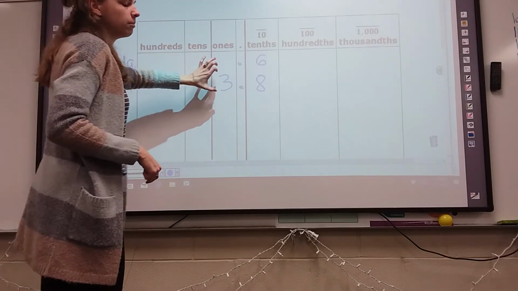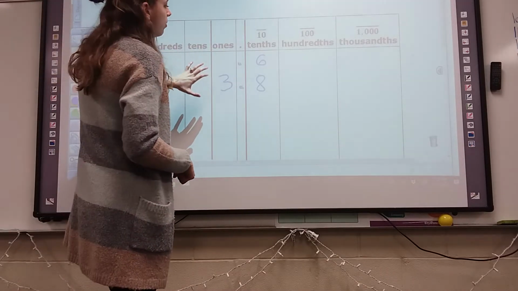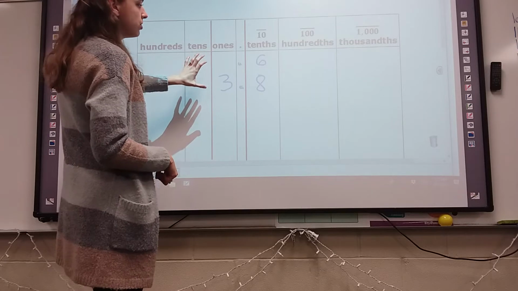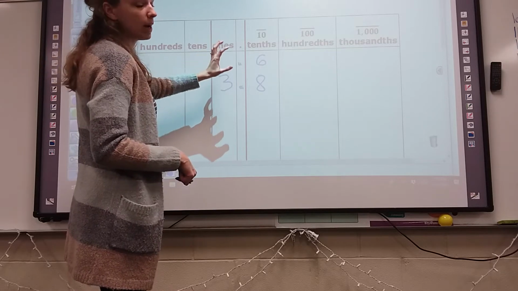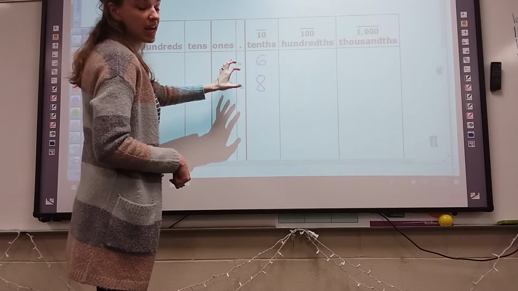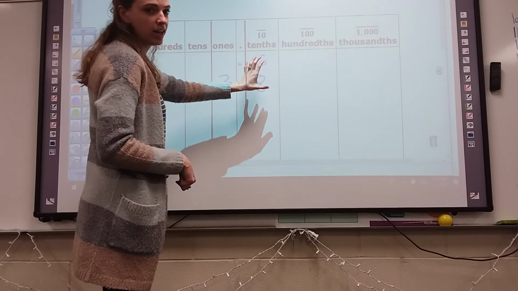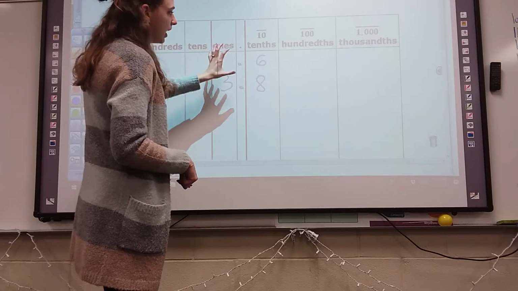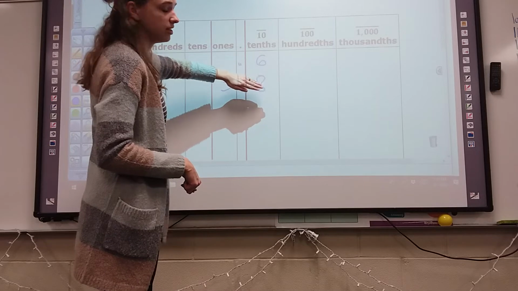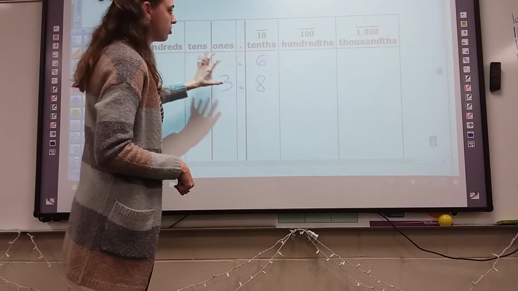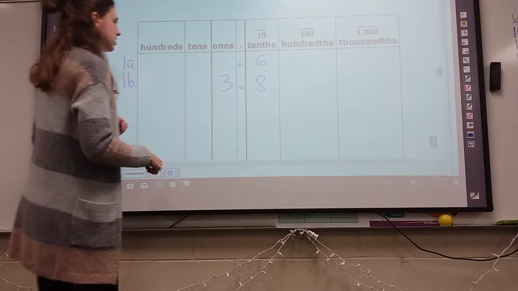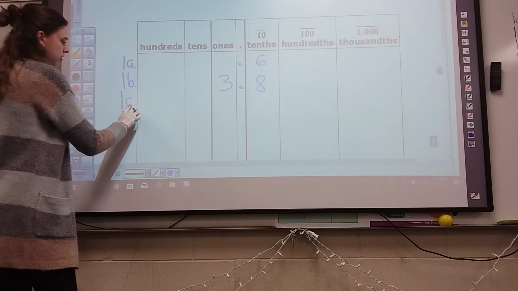When we have a whole number included with our decimal, we call that a mixed decimal, and we have to say the whole number first, followed by point or and. We're going to use and here, and then the decimal. So 3 and 8. It's in the tenths place value. Tenths, so 3 and 8 tenths is how we would say 1B.